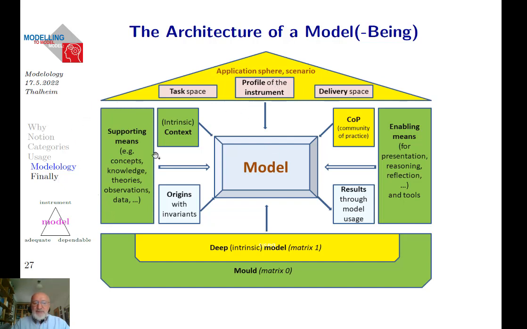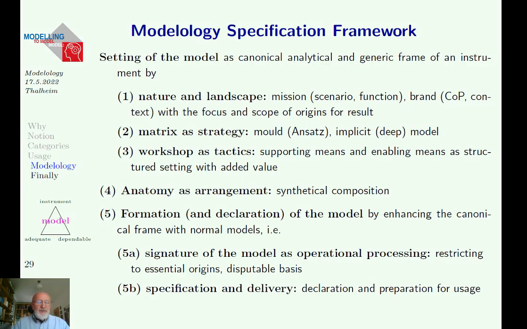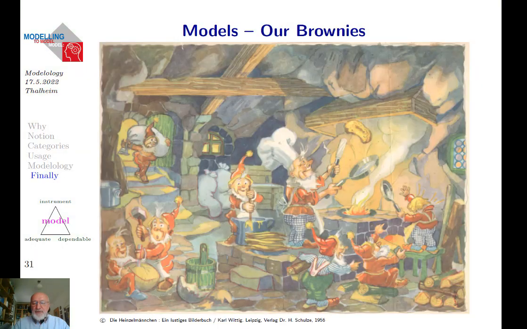And to use means in this case we have to have supporting means, we have to have enabling means, we are considering usage in a context, and of course for a community of practice. That means we can now specify what it means. And we get this kind of two-phase modelology specification framework. We can also have some kind of anatomy of the model being. We could explain in detail in a longer version of the lecture.